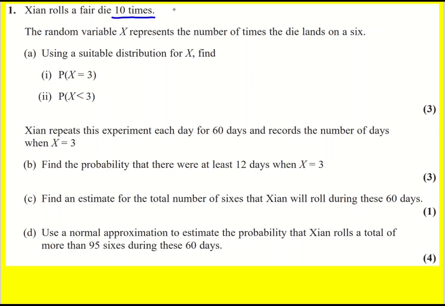Jan rolls a fair die 10 times. The random variable x represents the number of times the die lands on a 6, and we're asked to use a suitable distribution for x to find these probabilities. This is shouting out for a binomial distribution.